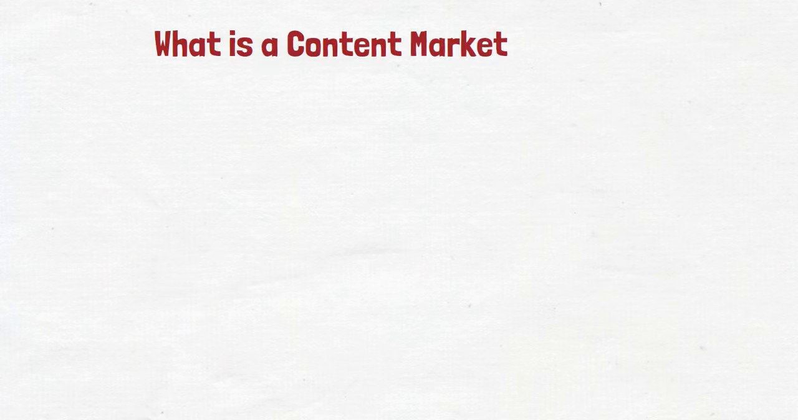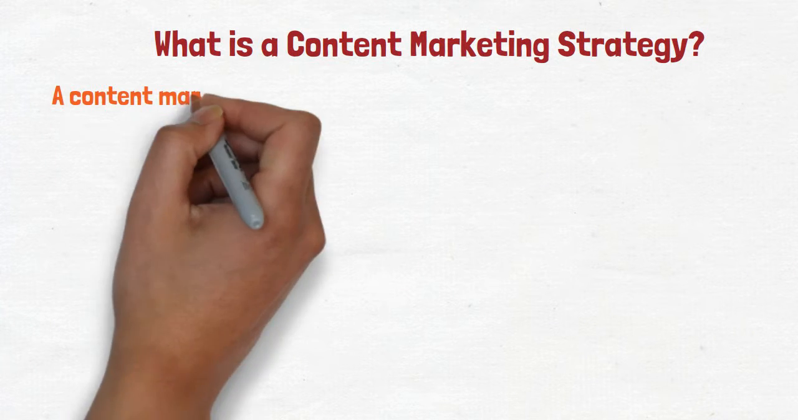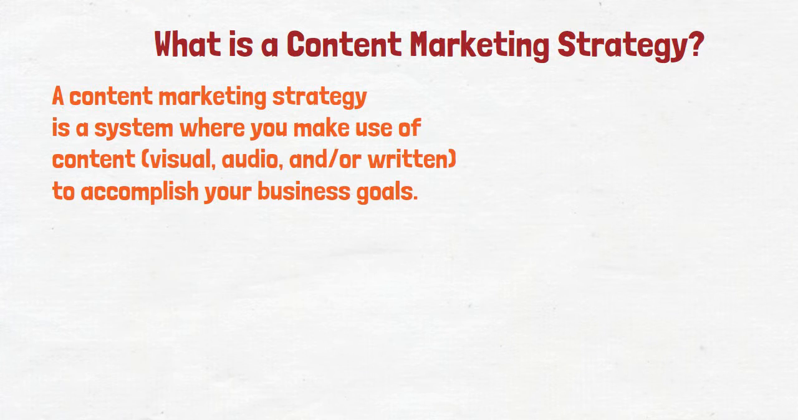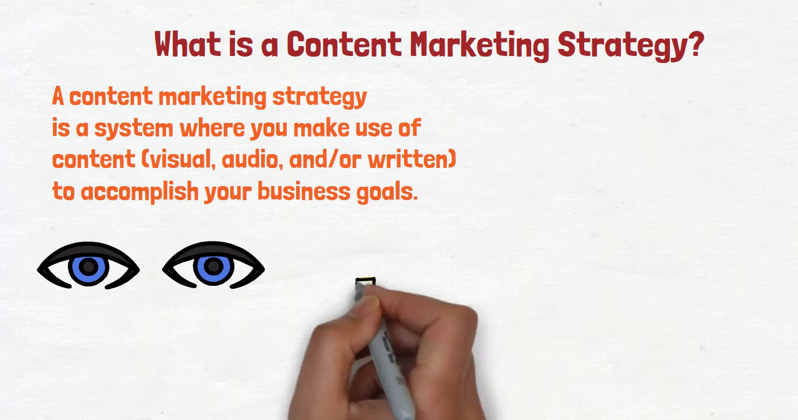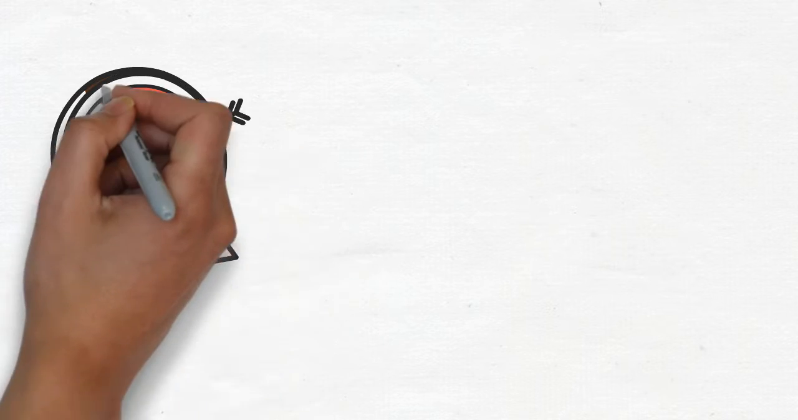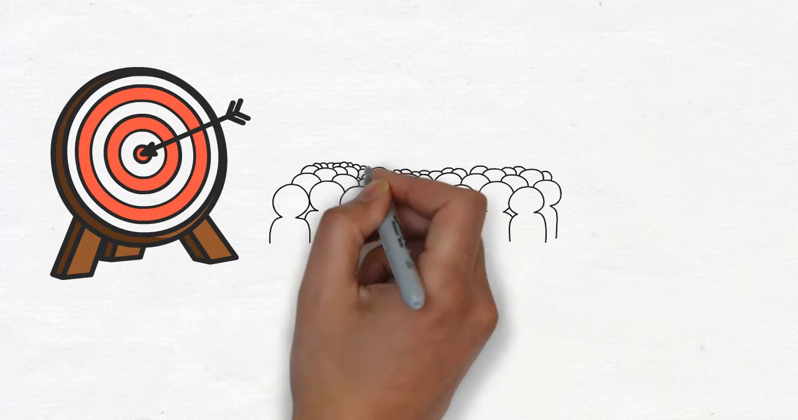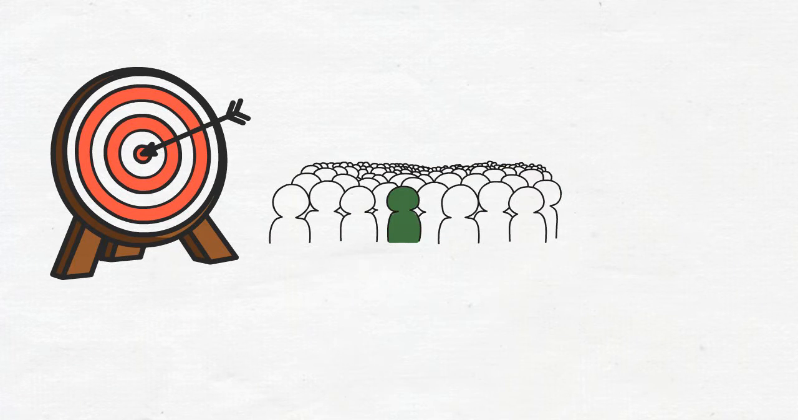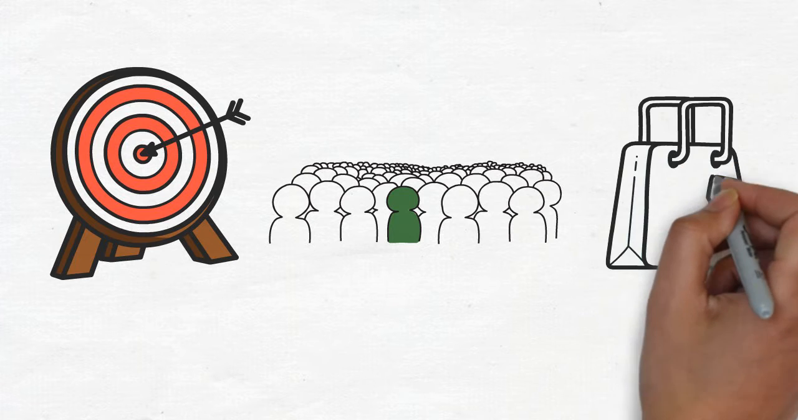What is a content marketing strategy? A content marketing strategy is a system where you make use of content, visual, audio, or written, to accomplish your business goals. An effective content marketing strategy will draw in your target market at every single phase of the funnel and keep each customer interested even after they make a purchase.